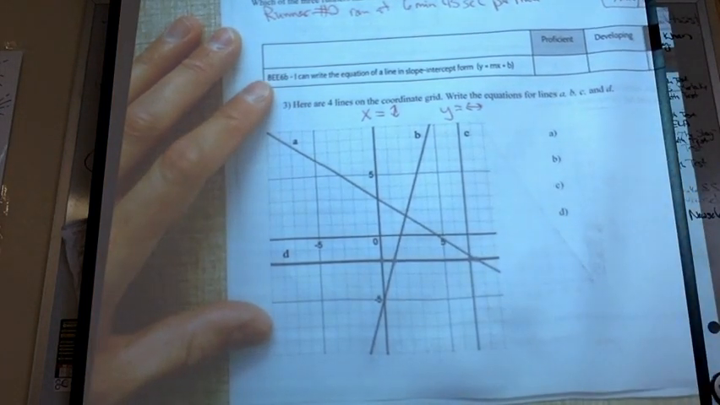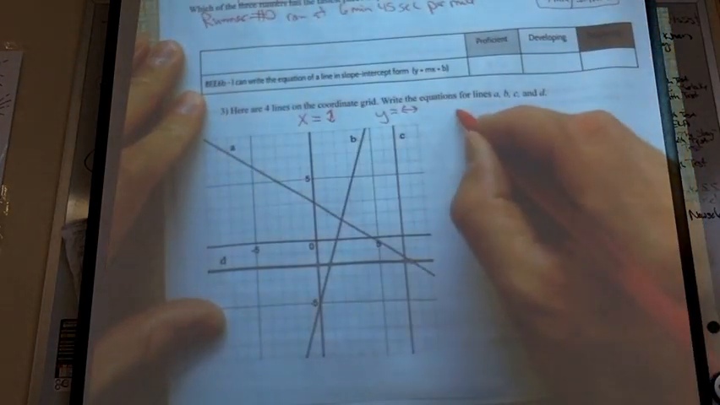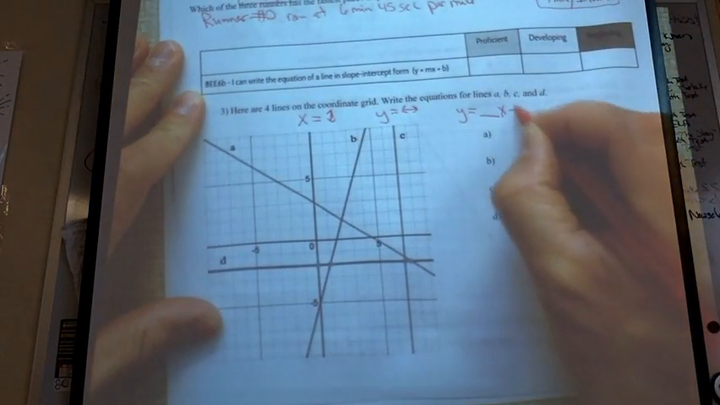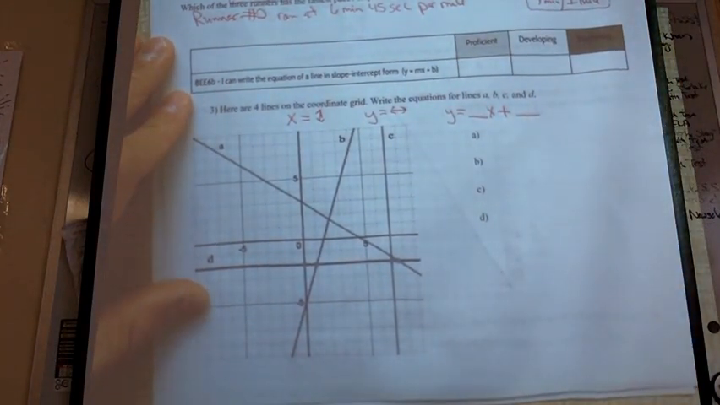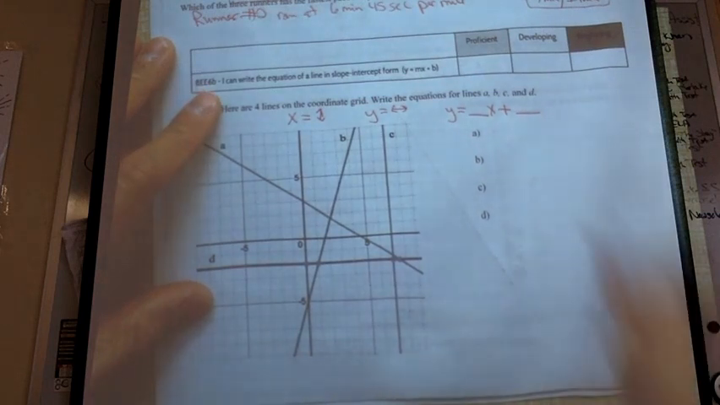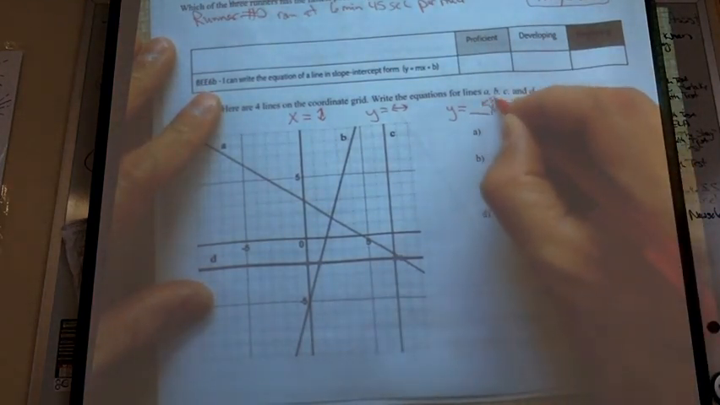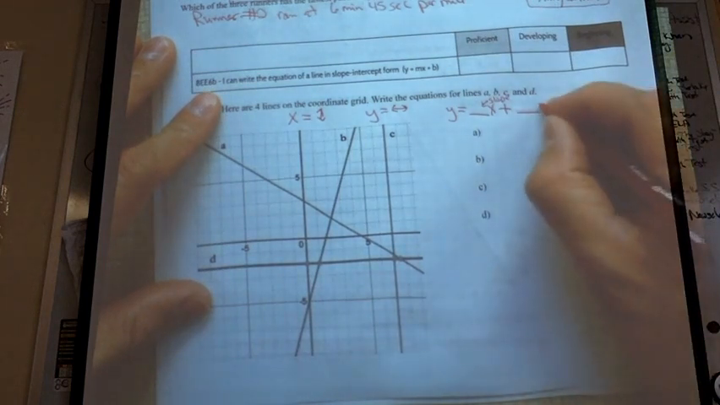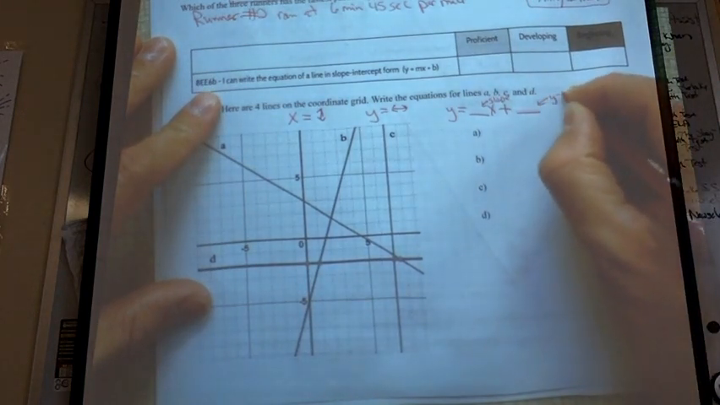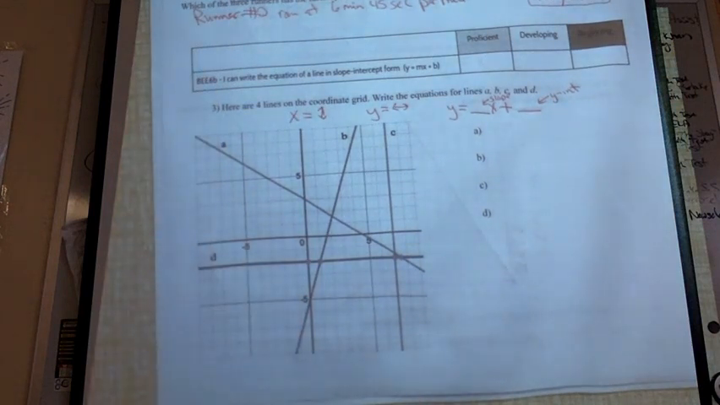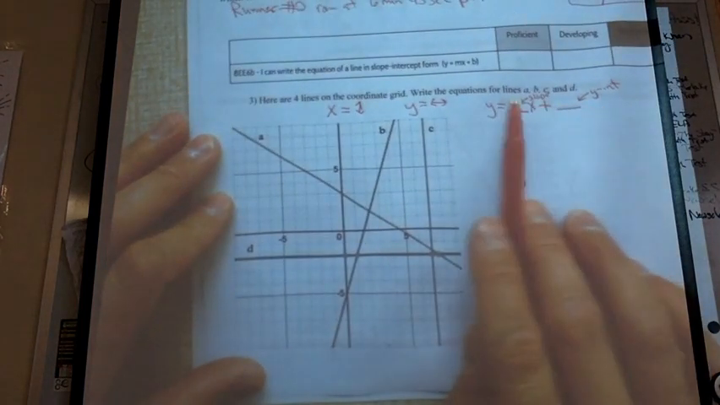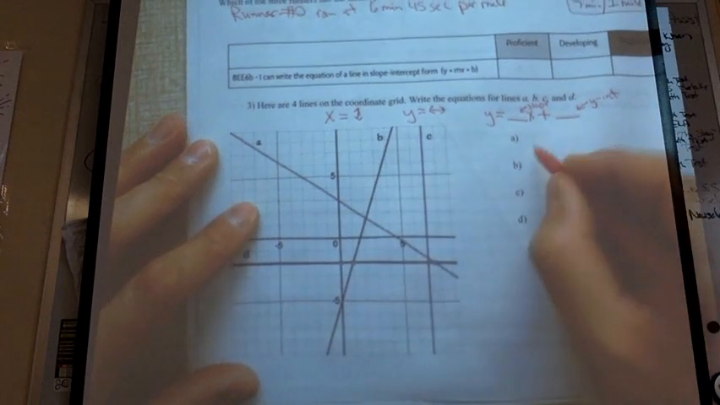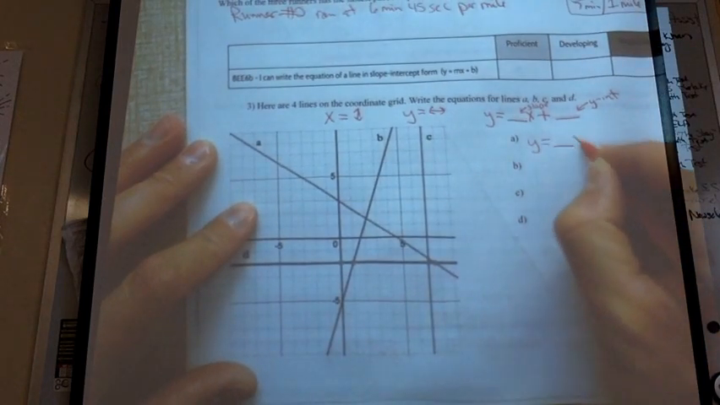And lastly, it could be y equals blank x plus blank. This is what the equation is going to look like for a diagonal. On this one, this would be our slope. So what's our vertical distance over our horizontal? And this would be our y-intercept. This is where it crosses the y-axis. So in this case, we're looking at A. A is a diagonal, so our equation is going to look like this. I want to write that in y equals blank x plus blank.